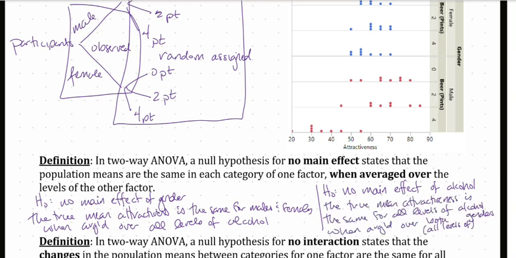Okay. The null hypothesis, no main effect of alcohol, is the same thing as saying that the true mean of attractiveness is the same for all levels of alcohol when averaged over both genders, which is the same as all levels of gender. But because there are only two genders, we can say both. That's more specific. So if there is no main effect of alcohol on attractiveness, then the true mean of attractiveness is the same, but we're averaging over all genders. If there's no main effect of gender on attractiveness, that means the true mean attractiveness is the same for males and females when averaged over all levels of alcohol.